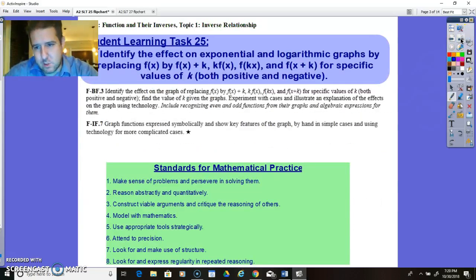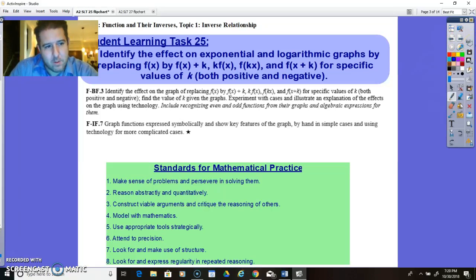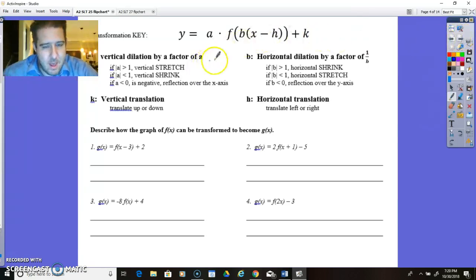All right, so we're going to get into transformations, going up, down, left, and right. The nice thing about transformations is that they work the same for every type of function that you've seen up to this point, and it's going to continue to do the exact same. So h, just like in quadratics, or maybe even linears, always moves the function left and right, and k always moves the function up and down.